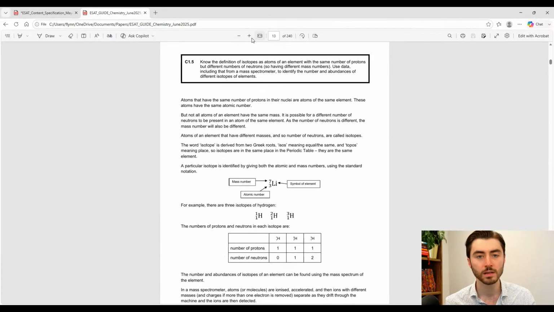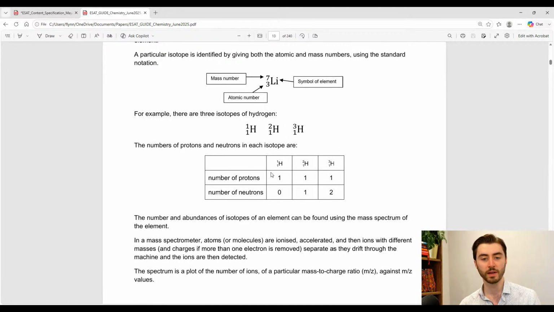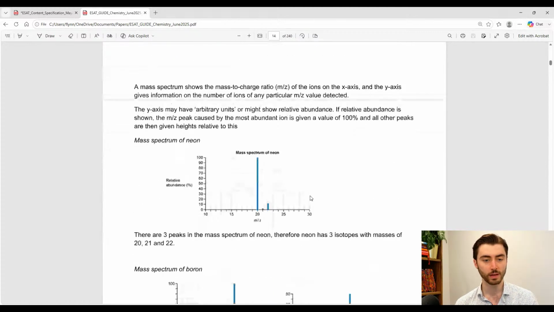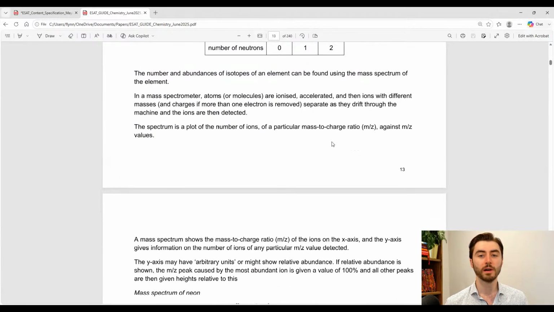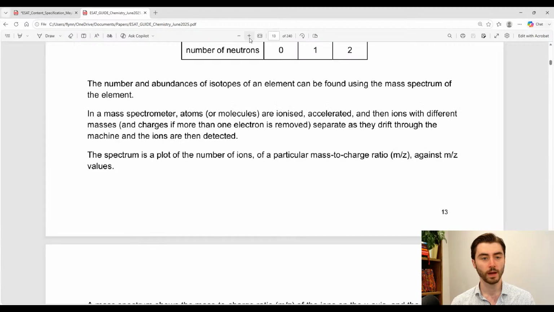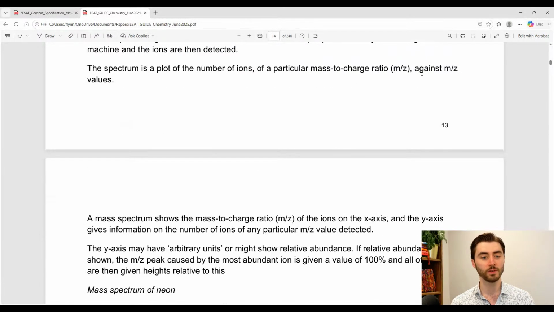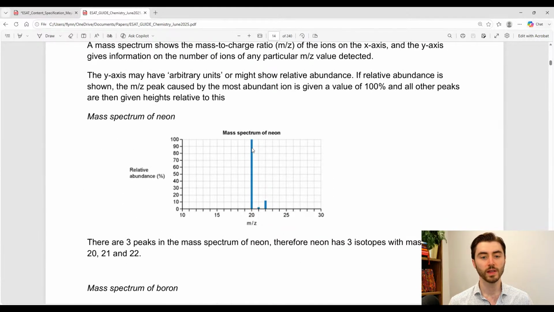So abundances. Isotopes obviously vary by the number of neutrons that they have. And here, okay, this is what they're talking about. The abundances can be used in finding the mass spec reading. So they're ionized and accelerated, and what they give you is a peak. Relative abundance, well, that can't be correct. You can't have a relative abundance of 100. It may have arbitrary units or might show relative abundance. If relative abundance is shown, the m/z peak caused by the most abundant ion is given a value of 100, and all other peaks are given relative to that.